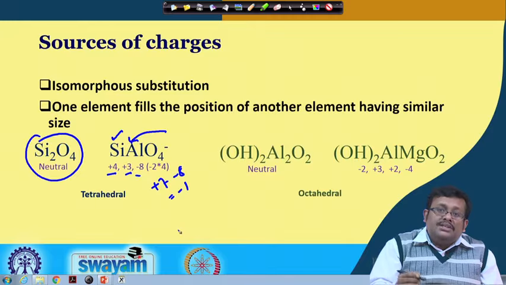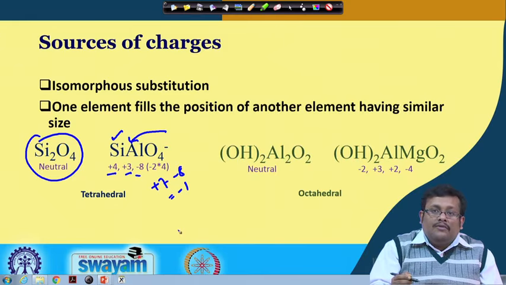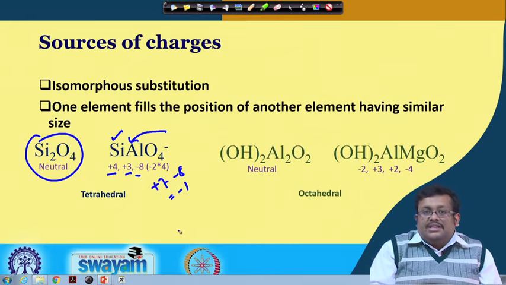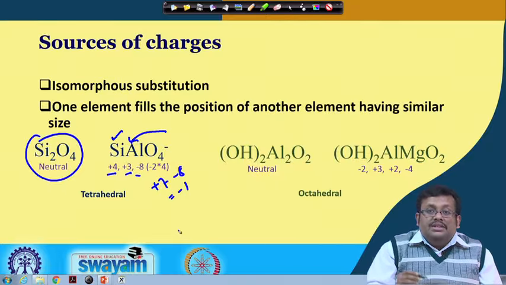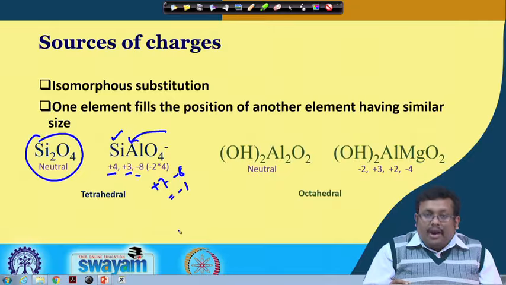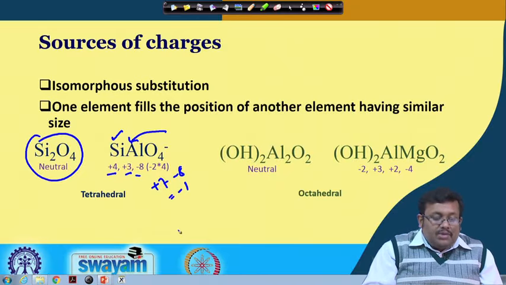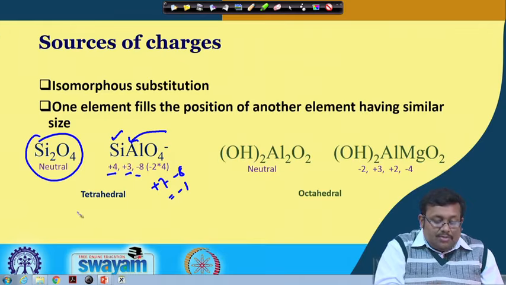As a result of this type of substitution, we call it isomorphous. Iso stands for similar, morphous stands for size. So since silica and aluminum have almost similar size, this aluminum can substitute this silica. Not only that, another major prerequisite for this type of substitution is that there should be a difference in valency of 1, not more than 1. So you can see +4 valency of silica is getting replaced by +3 valency of aluminum.